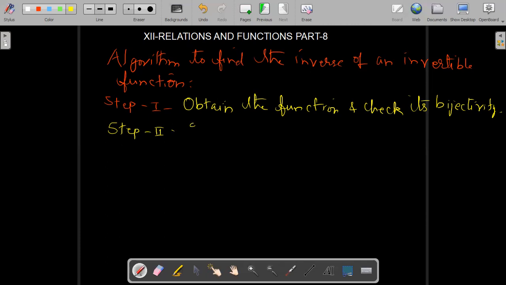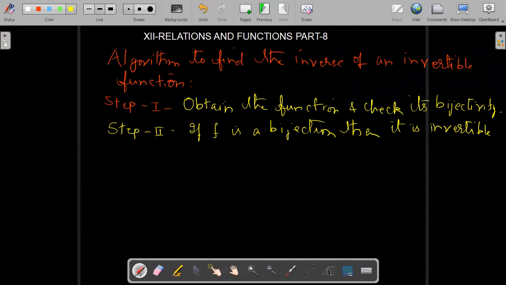So we will write: if f is a bijection, then it is invertible. If f is not a bijection, it is not invertible. We will stop here.